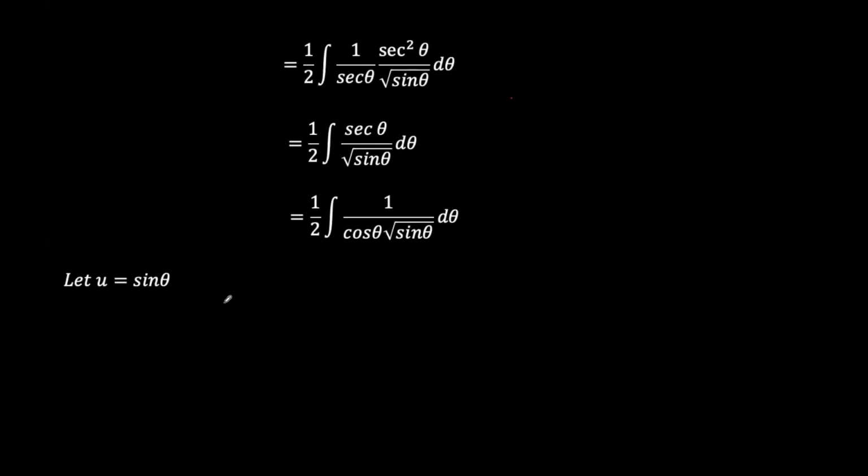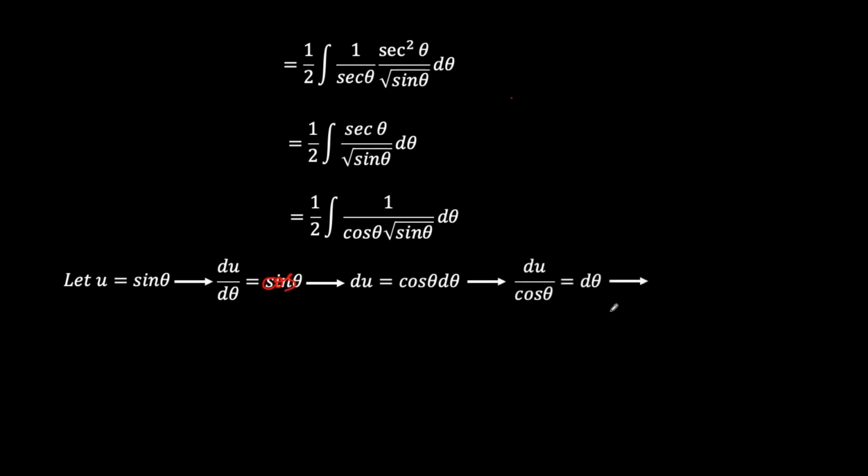We say let u be equal to sine theta. Therefore, du d theta is the same as cosine theta. And so du is the same as cosine theta d theta, and du over cosine theta is the same as d theta. What that means is du over square root of 1 minus sine squared theta is equal to d theta. And sine squared theta is the same as u squared, so du over square root of 1 minus u squared is the same as d theta.